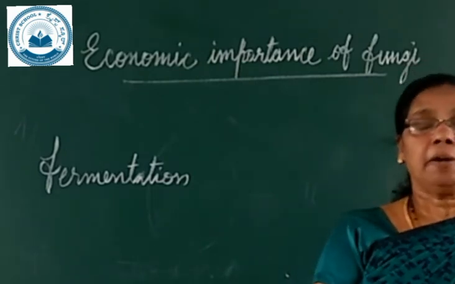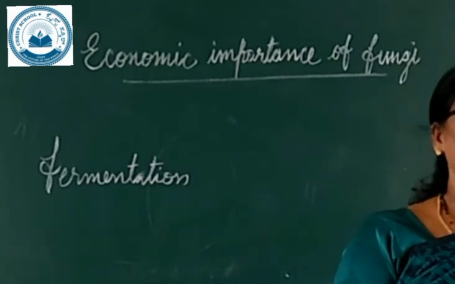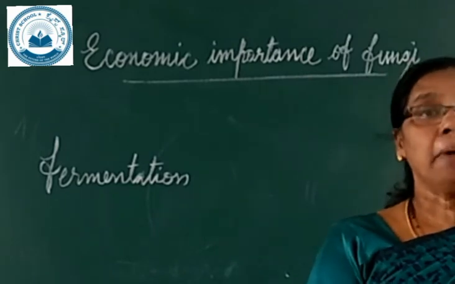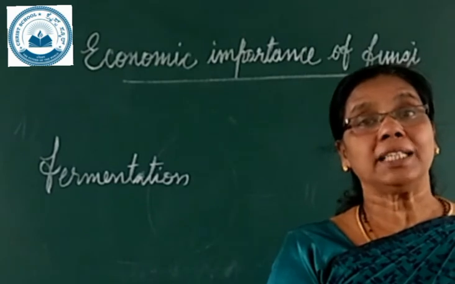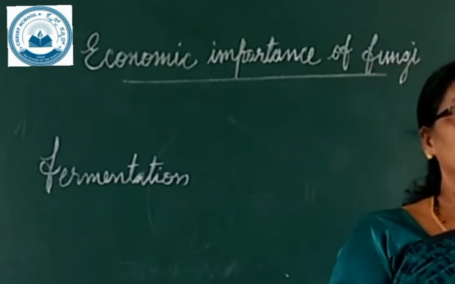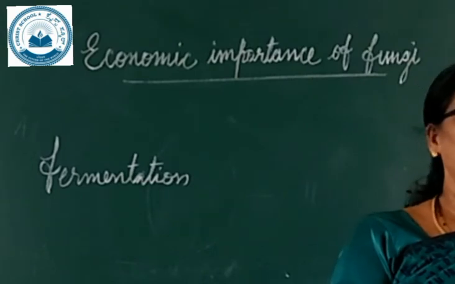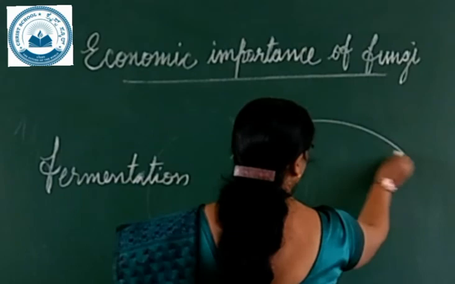And what is the scientific name of this mushroom which is commonly edible? That is Agaricus bisporus. Agaricus is the genus name. Bisporus is the species name. So this mushroom is an edible one, and usually you can see this mushroom has a cap-like structure like this.